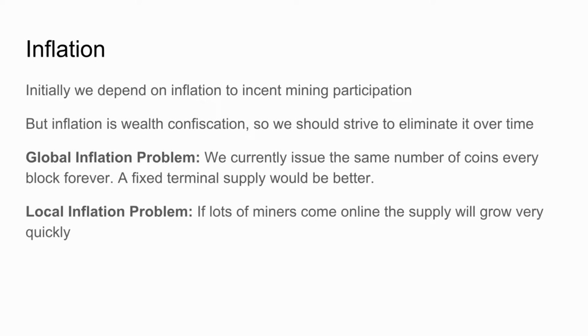These are the names I call them to kind of distinguish between the two, because we're going to want to solve these separately with very different methods. And so the local inflation problem is if a ton of miners come online, the supply will grow very quickly. If you read The Bitcoin Standard by Saifedean Ammous, he talked about this quite a lot. He gives this great example about what would happen if you tried to monetize something like copper.